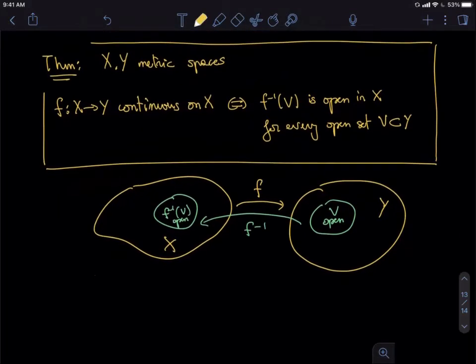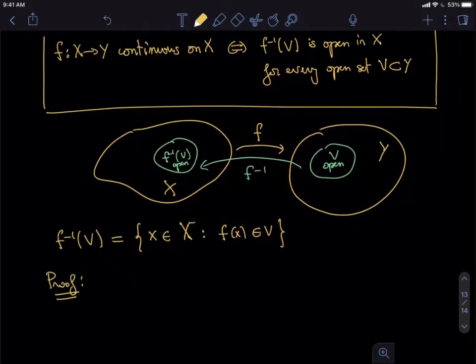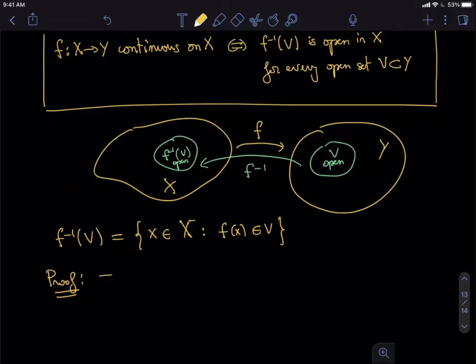Just a quick reminder, the inverse image of a set, this is from chapter 2, is by definition the set of points in the origin space such that f of x belongs to V. Okay, this is just as a reminder. Okay, so proof. Here we have an equivalence, so we have to prove both directions. So let's start from left to right.